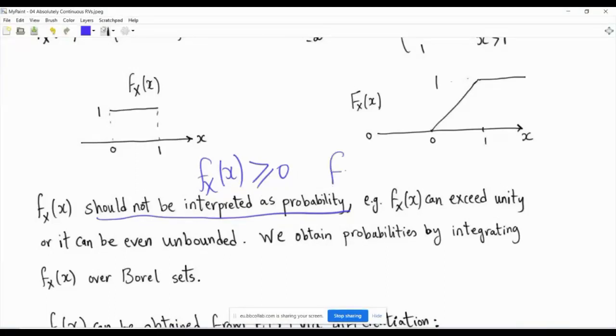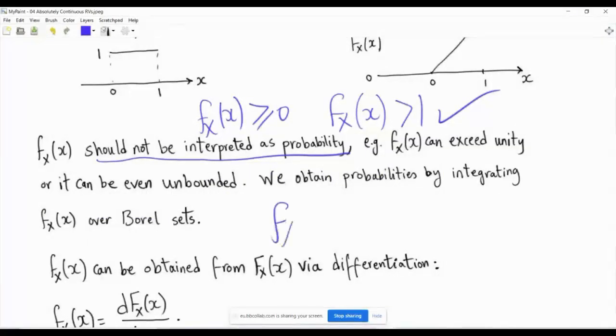However, can the PDF exceed 1? Can the PDF be greater than 1? Yes, it can be greater than 1. Not a problem, so long as its integral from -infinity to infinity gives you 1. In fact, the PDF does not need to be a bounded function.